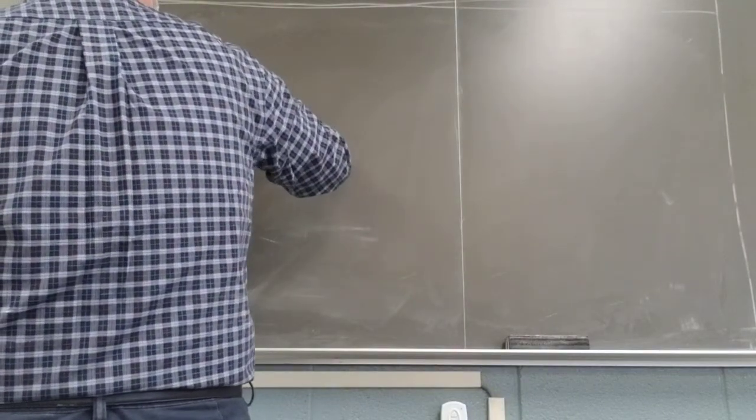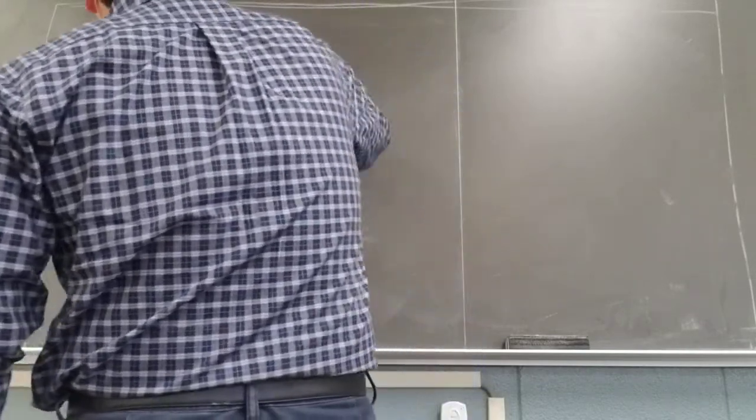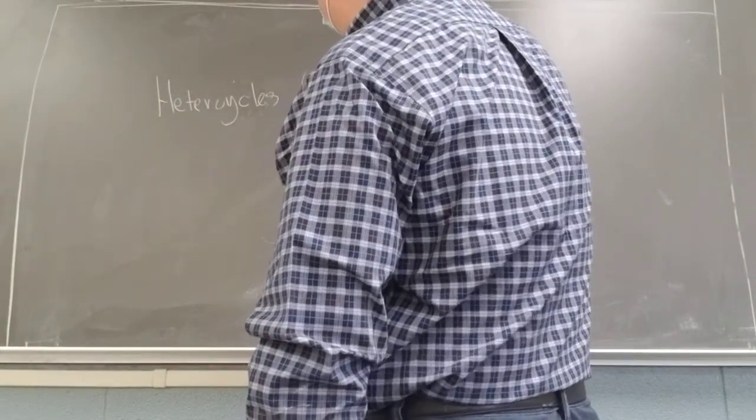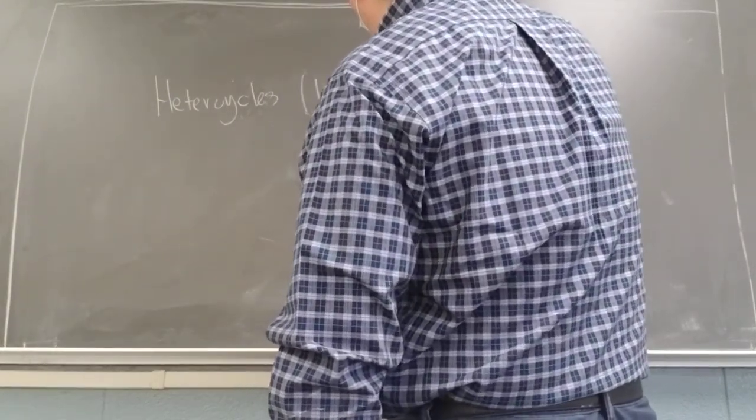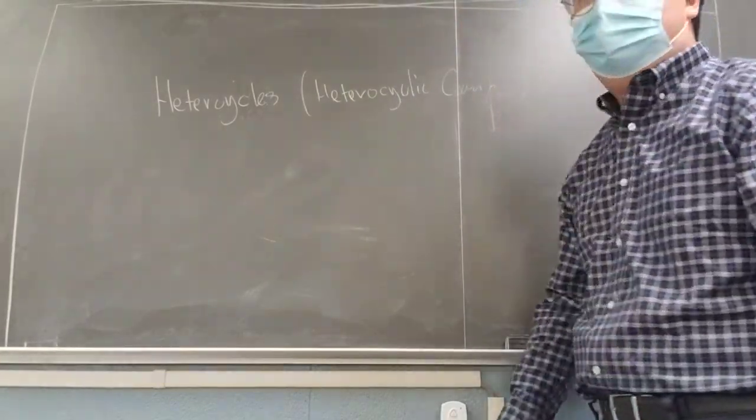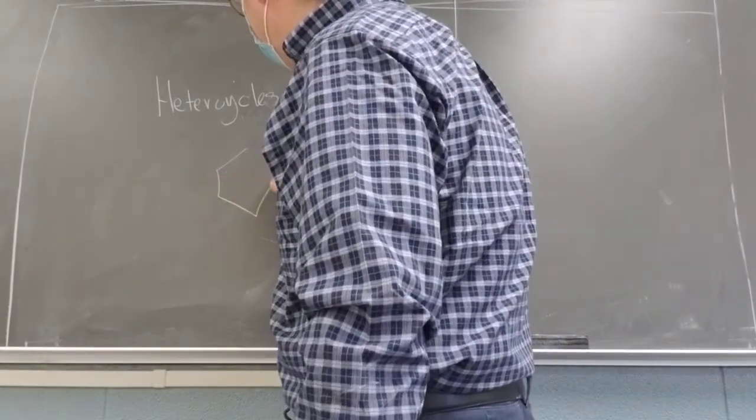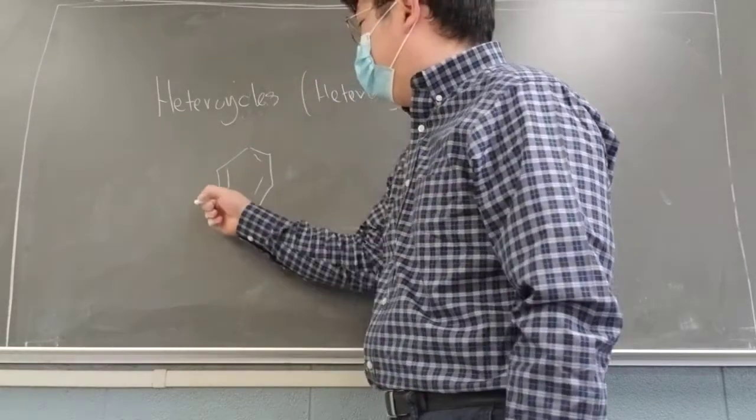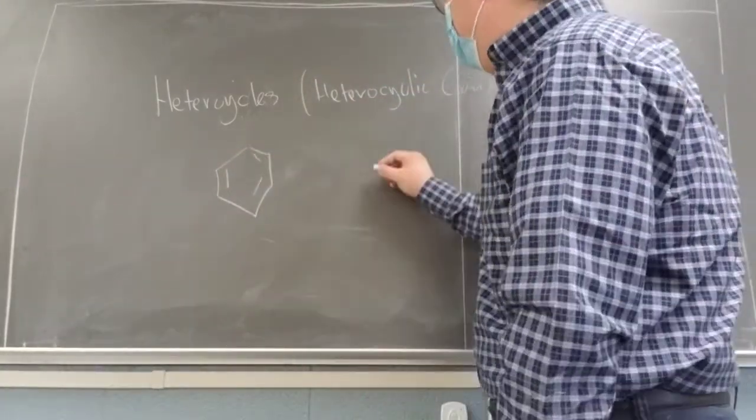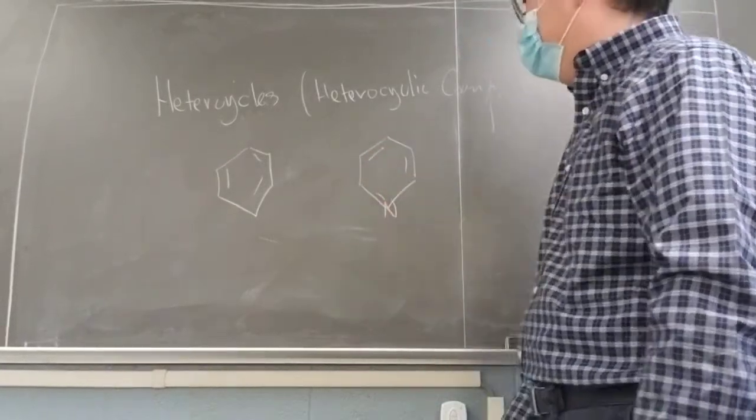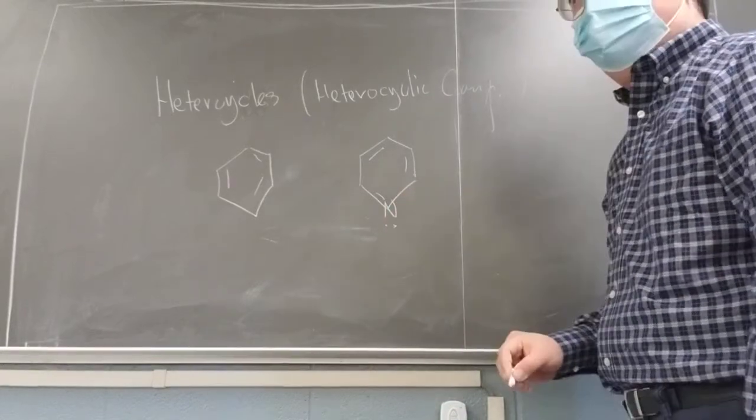Okay, so this is what we call heterocycles, or you can say heterocyclic compound. Either way is okay. They're the same thing. Heterocyclic compound means that in this benzene ring, you have only carbons in the ring structure here, right? But what if you have something other than carbon, like nitrogen over here?